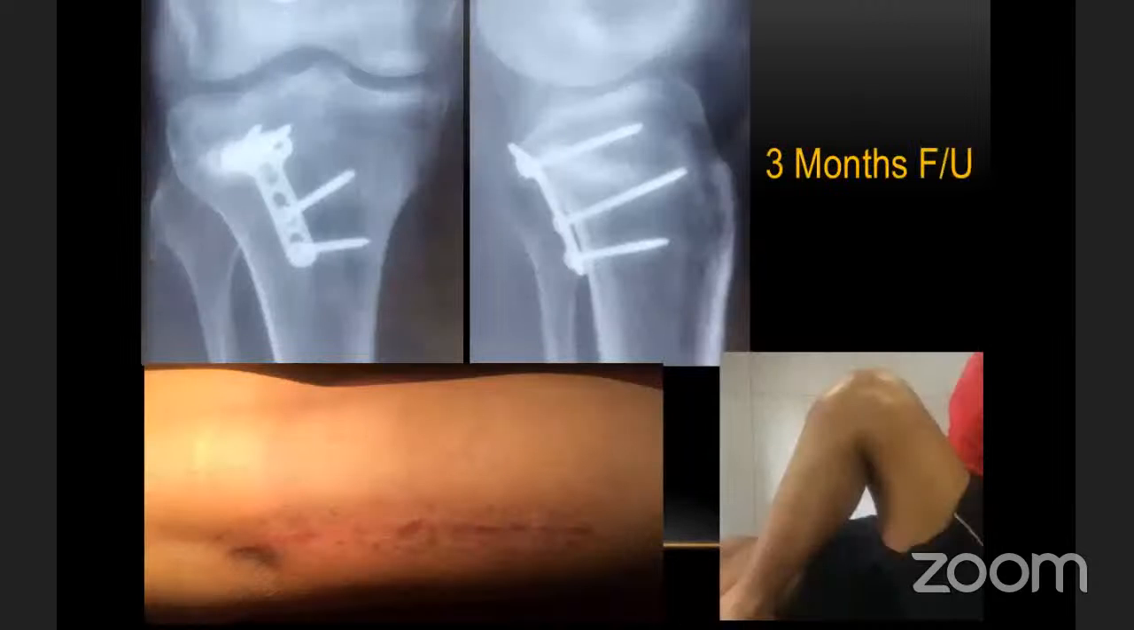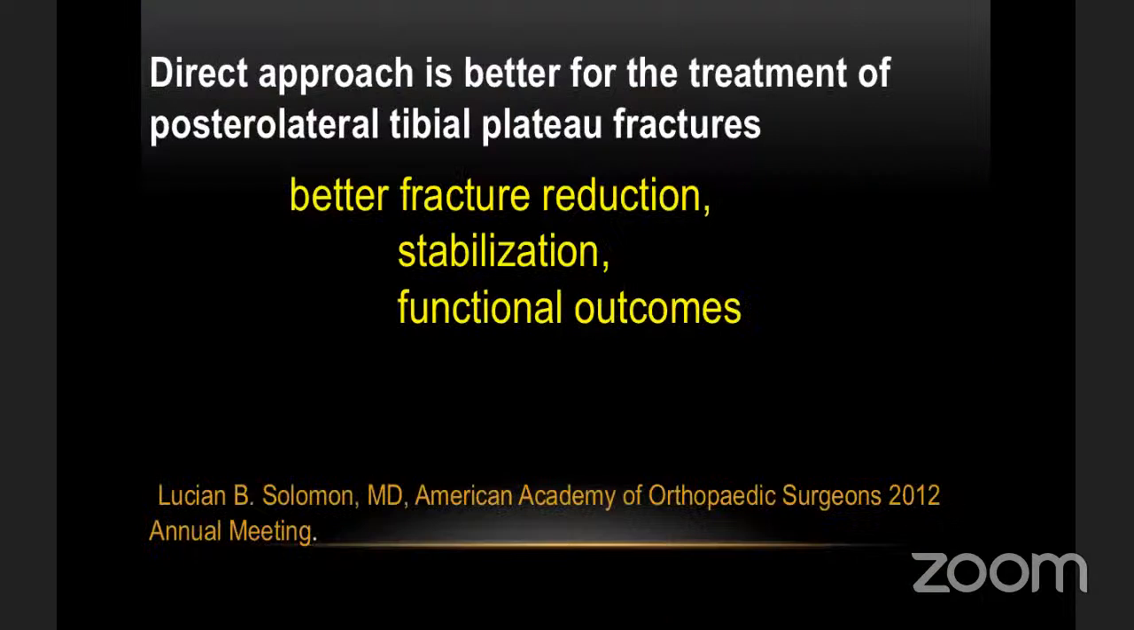And this is the post-op X-ray, and this is at 3 months follow-up. There is good range of movement. He has got full range of movement at follow-up. So it is a direct approach which is better for treatment of posterolateral tibial fractures. It allows better fracture reduction, better stabilization, and better functional outcome.